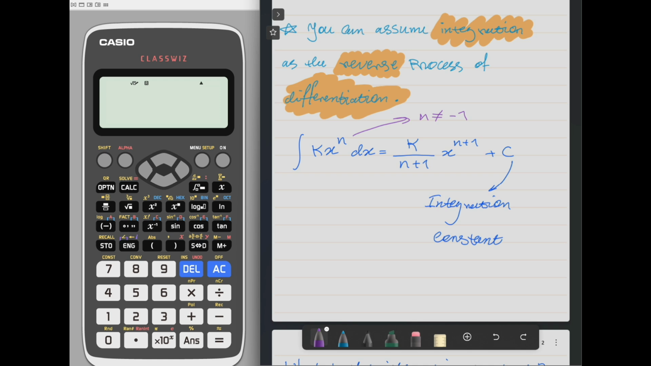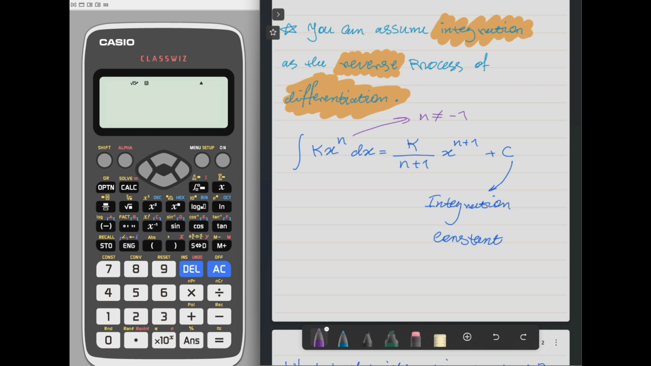So we're not going to have n equal to minus 1. And you can just phrase it in this way: the integration of kx to the power of n is going to be, add 1 to the power, and divide by that power. Add 1 to the power, n plus 1, and divide by that power, k divided by n plus 1.